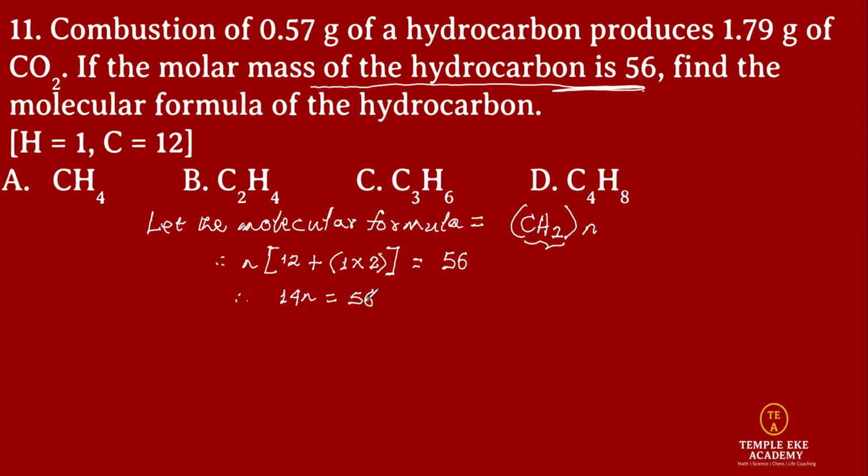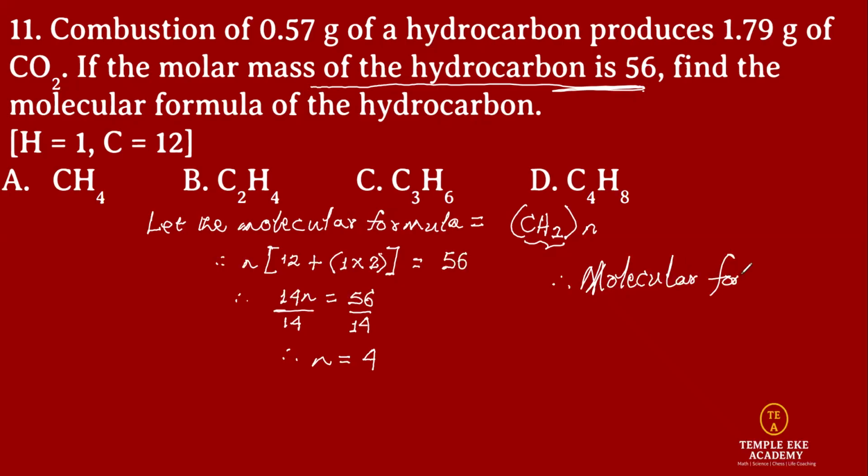A simple algebraic equation in one variable. Now we can divide both sides by 14 to obtain n. So isolate n by division of both sides by 14, and therefore, n equals 4. Beautiful. Now we can have the molecular formula of the hydrocarbon. In the final analysis, since we know the value of n, the problem has been solved.